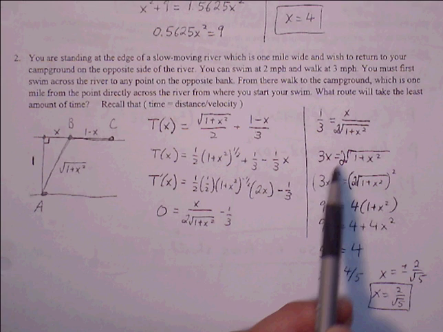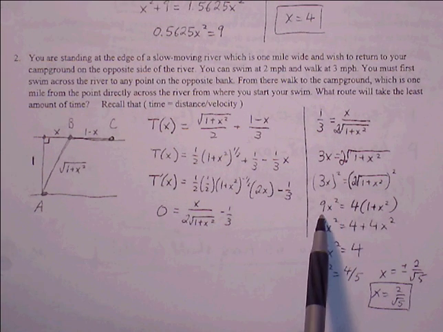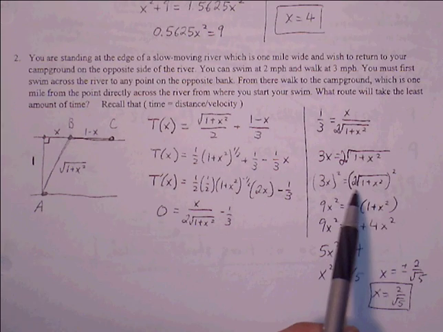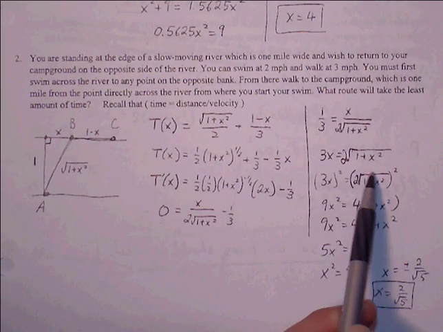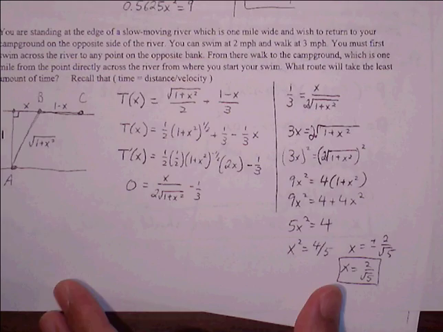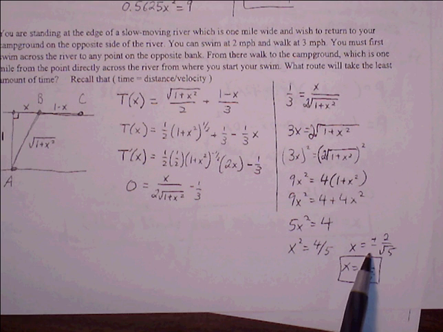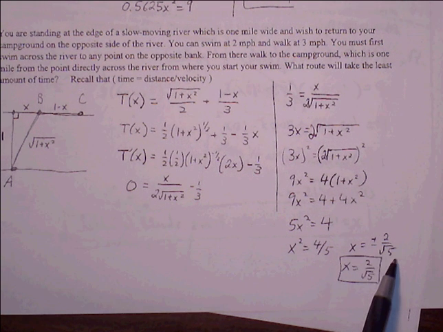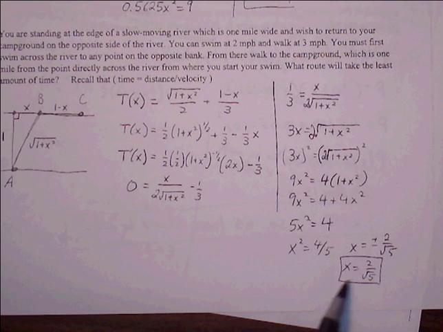All right, one side cross product. Square both sides, so 3x squared becomes 9x squared. I square this expression here. The 2 squared becomes 4. The square root squared means the square root goes away. Distribute through, combine like terms. I get 5x squared is equal to 4. So x squared equals 4/5. Take the square root of both sides. So x equals plus or minus 2 over root 5. But we can't have negative x distance, so we keep the positive. So x equals 2 over root 5.